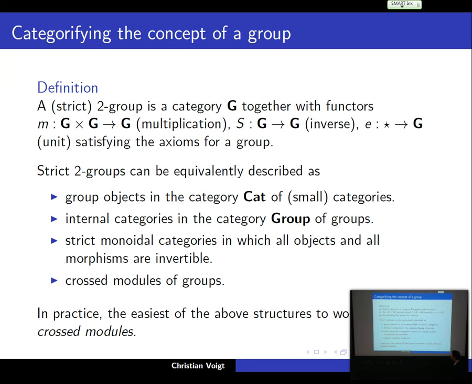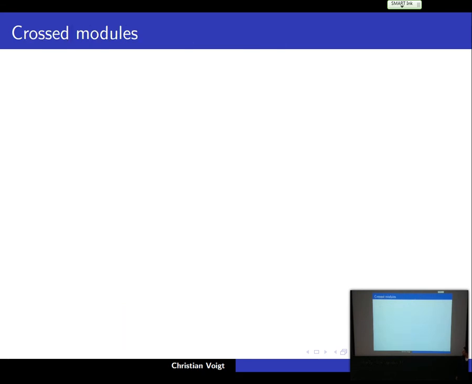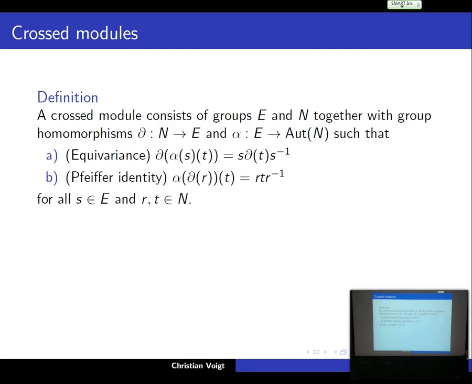An object is invertible with respect to tensor product. Right. Okay, so crossed modules. If you haven't seen this before, well, this is the definition.